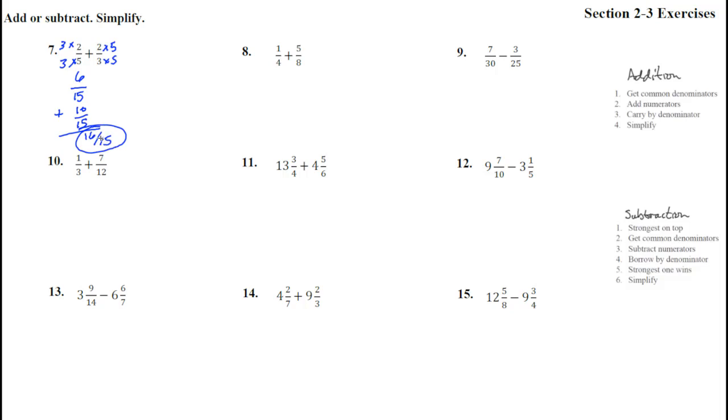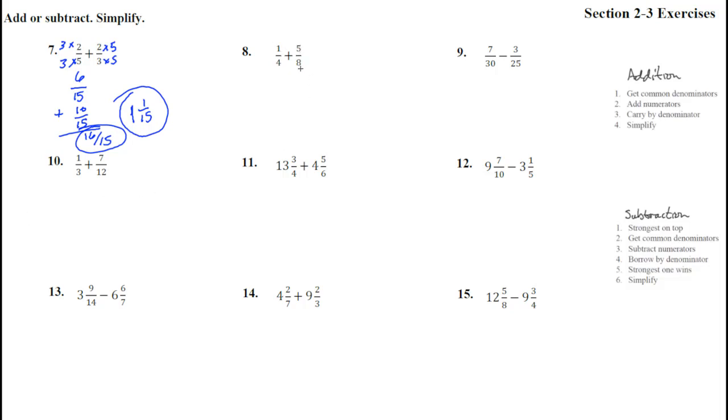Oh, 16 is bigger than that. So 15/15 makes a 1. And then we have 1/15 left. So 16/15 is the improper fraction, and the mixed number is 1 and 1/15. Good. Okay, number 8.